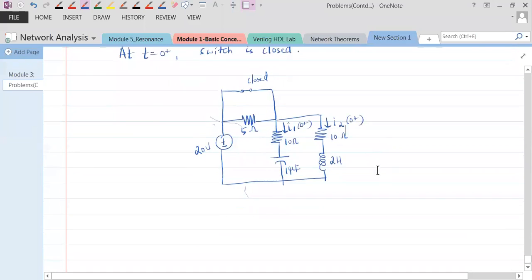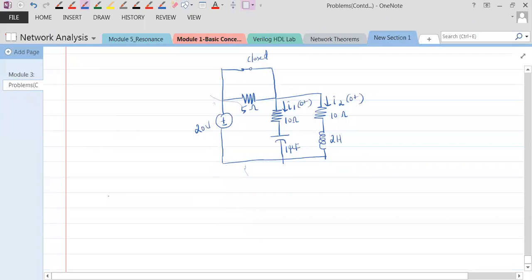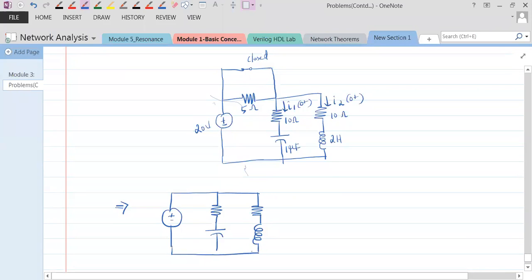Further, how does it look like? The 5 ohms is redundant. This implies that we have this 5 ohms redundant and the circuit would look like this. Okay, so this is 10 ohms, 10 ohms. What is this? 1 microfarad.